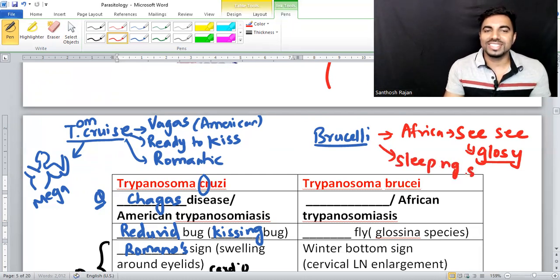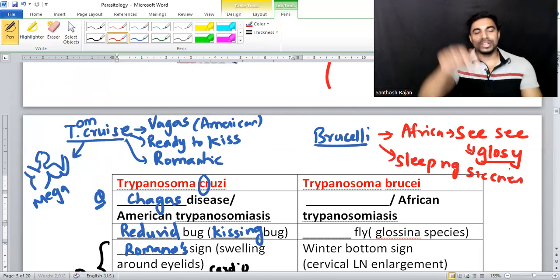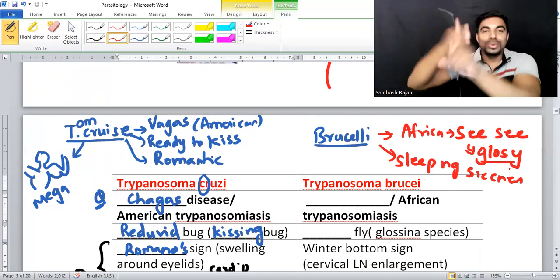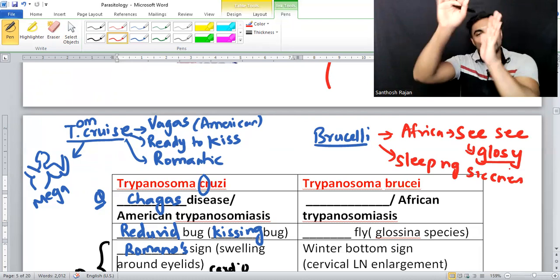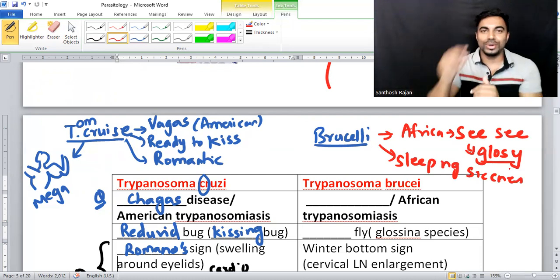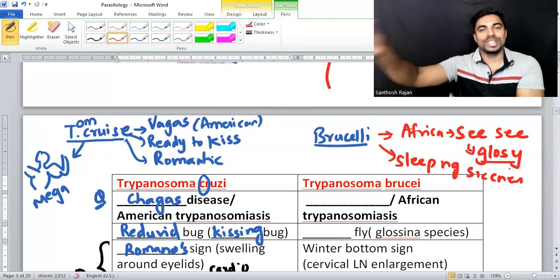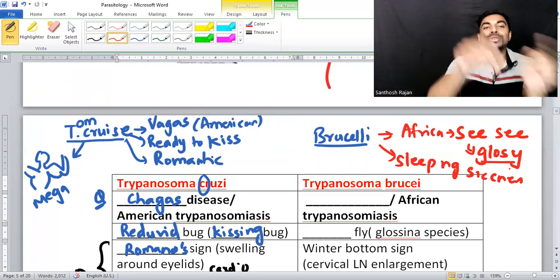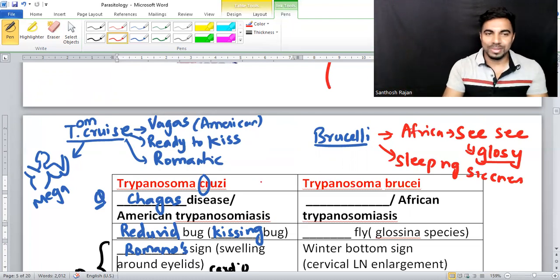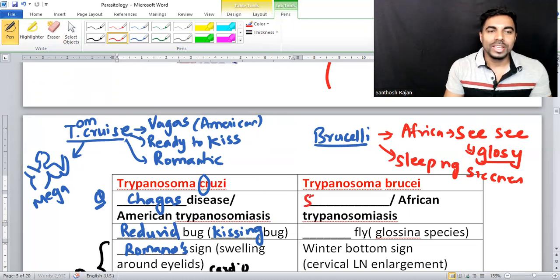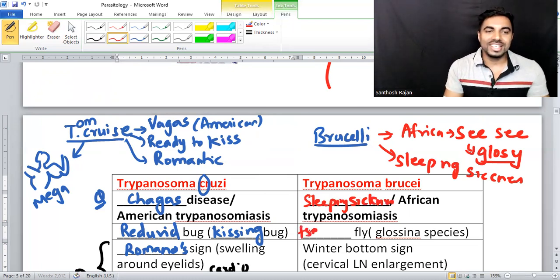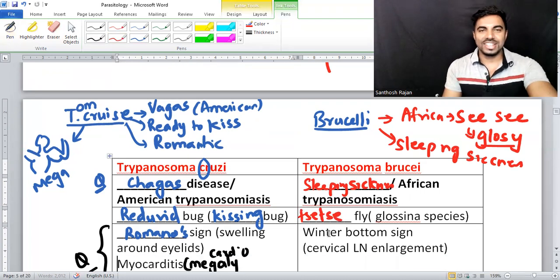Don't confuse that with the other Bruce Lee. That Bruce Lee, Brucella, was going to Malta, Mediterranean, undulant, Uganda. So all those fevers, that Brucella, is a different story. That's a different Bruce Lee, the bacteria. Here, Trypanosoma brucei is the other Bruce Lee. When Bruce Lee goes to Africa to see his girlfriend Glossy, he gets sleeping sickness. So it causes sleeping sickness, otherwise also called African trypanosomiasis. And the fly name is the tsetse fly, the second T is silent.